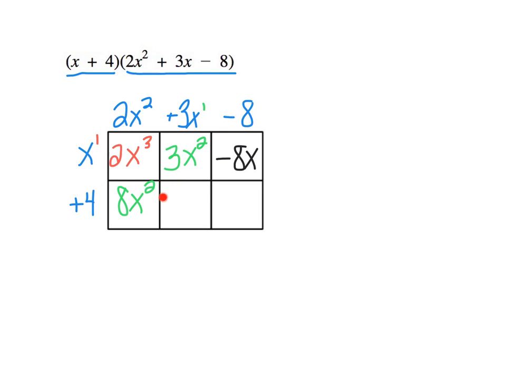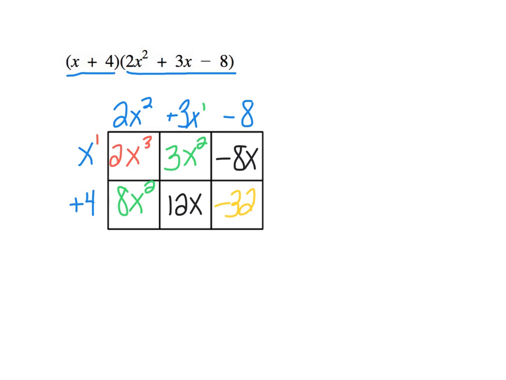And now I'm going to focus on my second box. I've got length of 4 and width of 3x. So 4 times 3x is 12x. And then finally I have my last box. My very last box down here, length times width. My length is this 4 over here. My width is this negative 8, so 4 times negative 8 is negative 32.